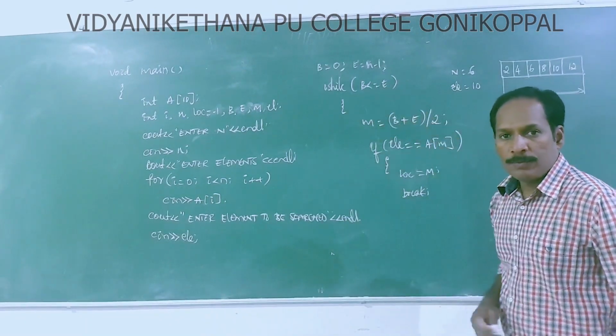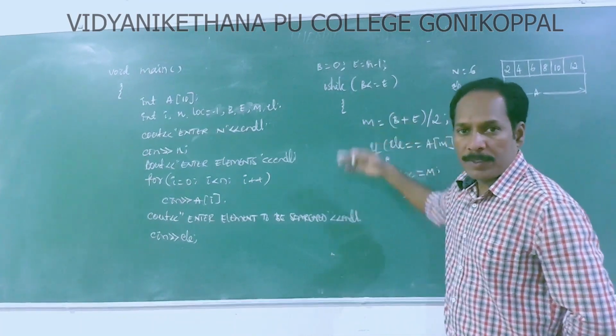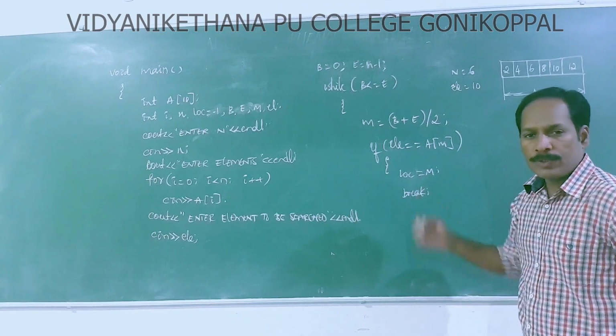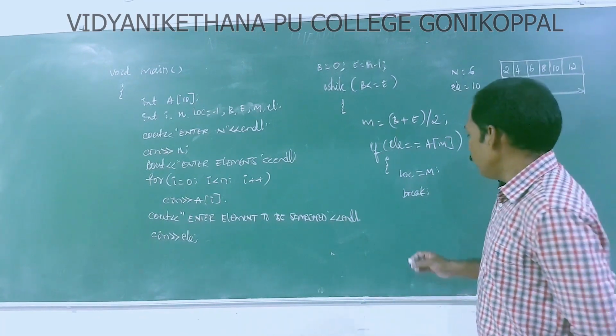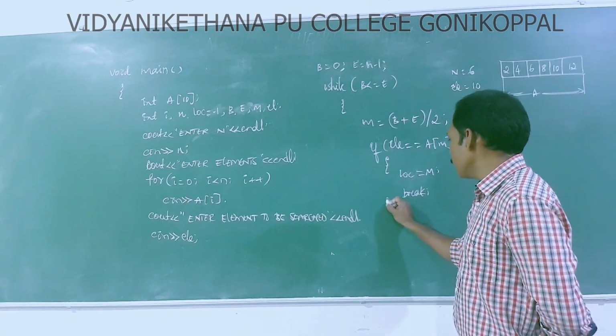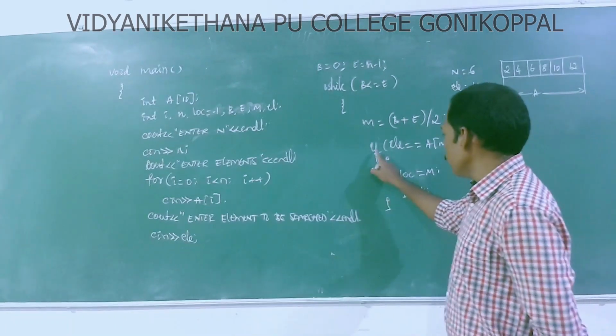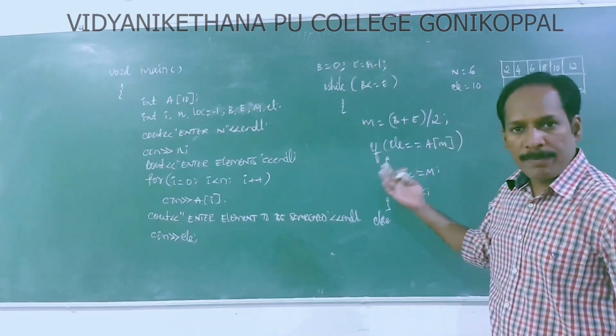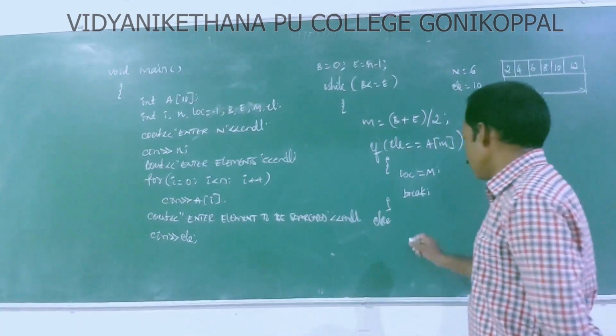Then we have the for loop. Here we don't know how many times we have to repeat from beginning to end. So therefore we keep repeating, and instead of for we use the while statement. So after this, stop. Otherwise, else means it may be greater than or it may be less than.